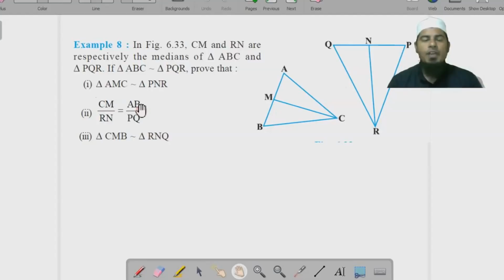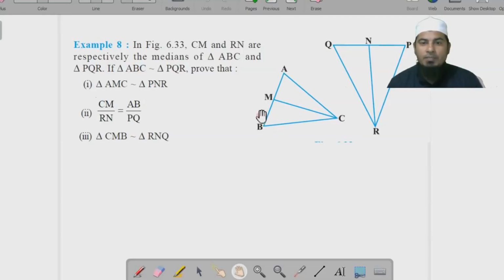Whenever we are doing a problem, let us do it orally first, then aloud. If we are talking about triangle AMC and triangle PNR, if we want to prove this, am I able to prove it with the help of the AA similarity criterion? Check it out. So when we have AMC and PNR, actually they are medians. Angle A is equal to angle P. This one angle we got equal, another angle we are not getting. So try for SAS then.